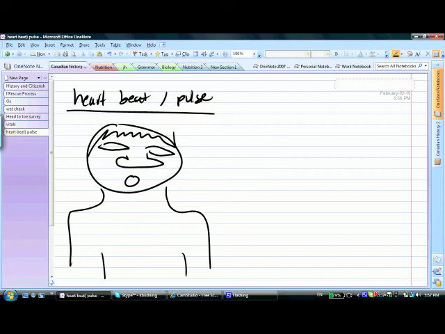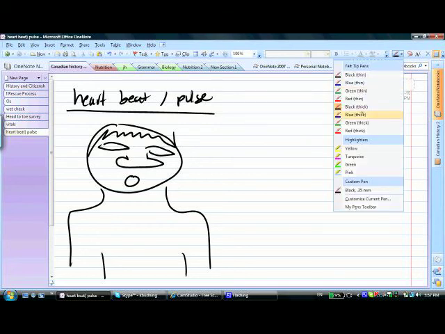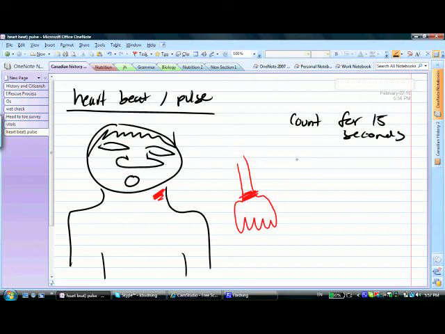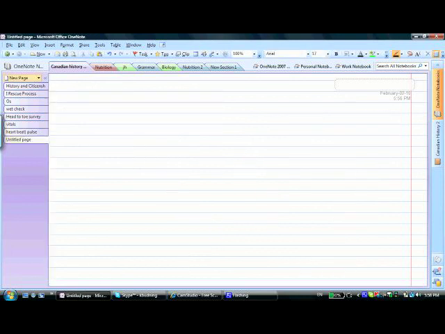Alright, so where are you going to check for a pulse? Well, you're going to obviously check for a pulse over here on the neck, or if you have like that, you are going to check over here on the wrist. These are the areas where the pulse is going to be most easy to find. Alright, what you're going to do is you're going to count for 15 seconds, count how many beats it's going to be, and then you're going to multiply by 4. So, count your heartbeat for 15 seconds. Once you get your number, multiply that number by 4, and that will give you how many beats per minute your heart is beating. Okay, we're almost done.